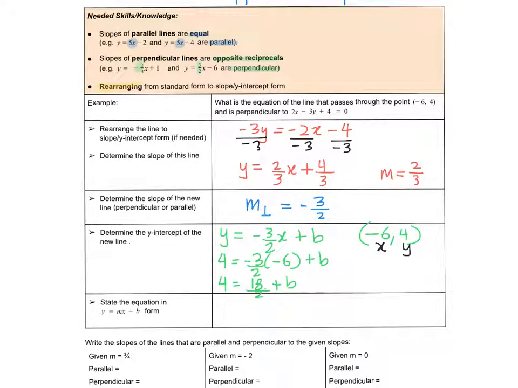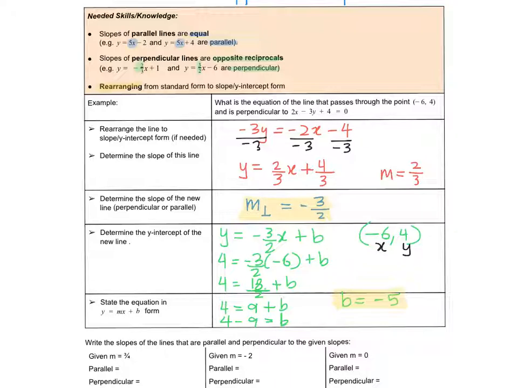I'm going to continue writing. So this will be 4 equals 18 divided by 2 is 9 plus b. And we will have 4 minus 9 equals b. So from here, we have our b value is equal to 4 minus 9 is negative 5. So now we have our two values that we need to write the equation, and the two values are m equals negative 3 over 2 and b equals negative 5.